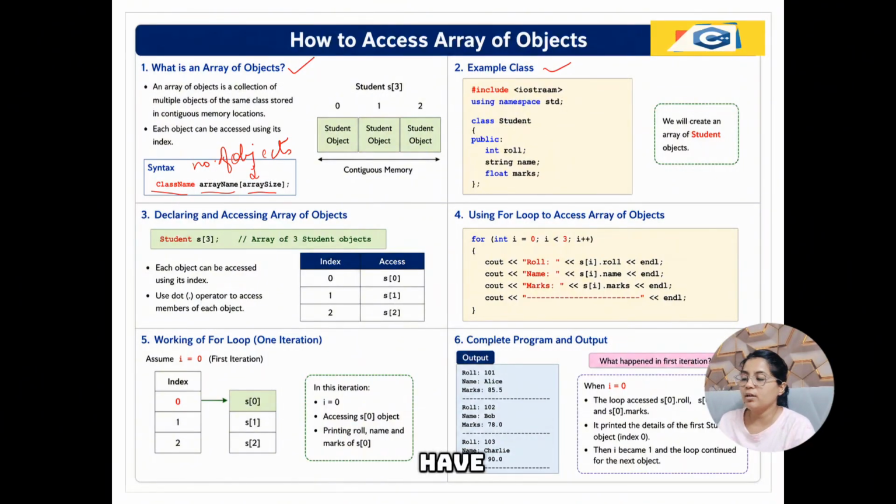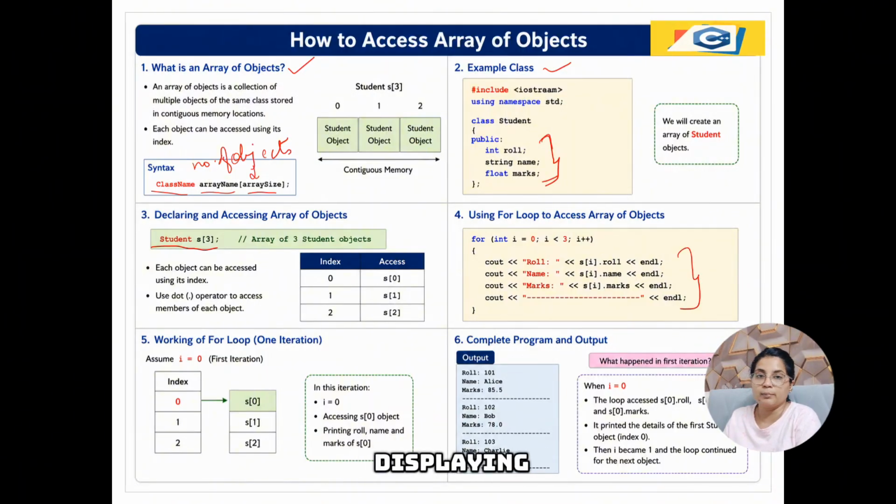See the example. I have a class student having data members int roll number, name, and marks. We need to create an array of objects for this class student. Now, I will create student S of 3. Now, for taking these values, I need a for loop. So here is a for loop. For I equal to 0, I less than 3, I plus plus. This for loop we are using for displaying S of I dot roll number.